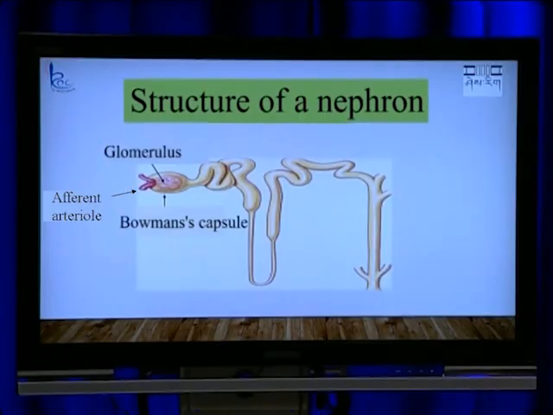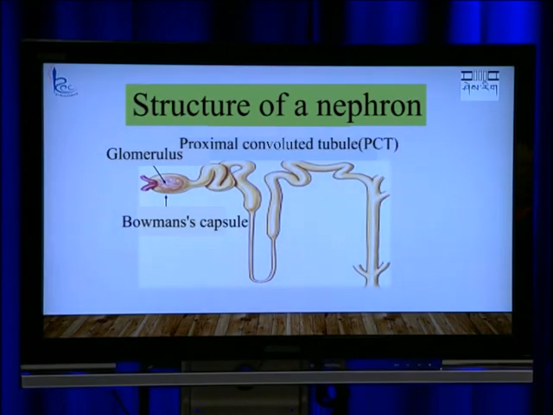So, in the Bowman's capsule we have the afferent arteriole which enters, then forms the glomerulus, and the efferent arteriole that goes out of the Bowman's capsule. And the efferent arteriole does not end here abruptly, but later it will again go around the whole length of the nephron, which we will be seeing in the later part.